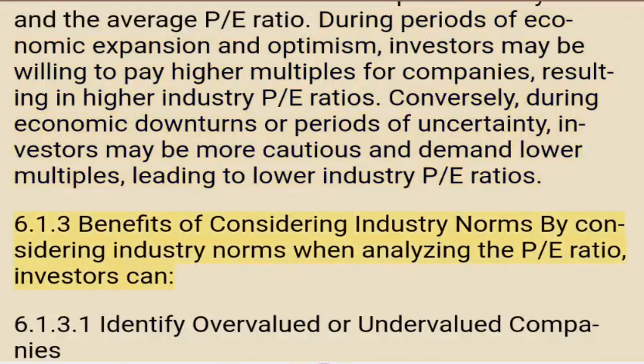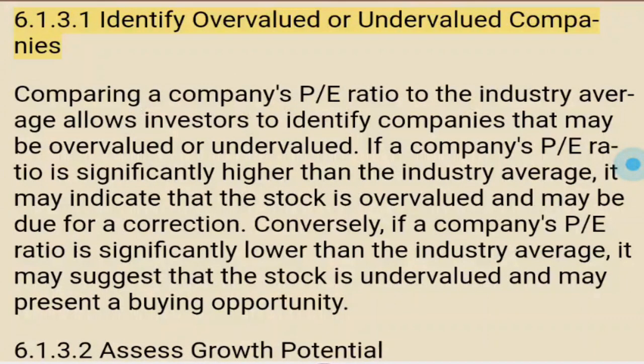6.1.3 Benefits of considering industry norms. By considering industry norms when analyzing the P/E ratio, investors can 6.1.3.1 Identify overvalued or undervalued companies. Comparing a company's P/E ratio to the industry average allows investors to identify companies that may be overvalued or undervalued. If a company's P/E ratio is significantly higher than the industry average, it may indicate that the stock is overvalued and may be due for a correction. Conversely, if a company's P/E ratio is significantly lower than the industry average, it may suggest that the stock is undervalued and may present a buying opportunity.